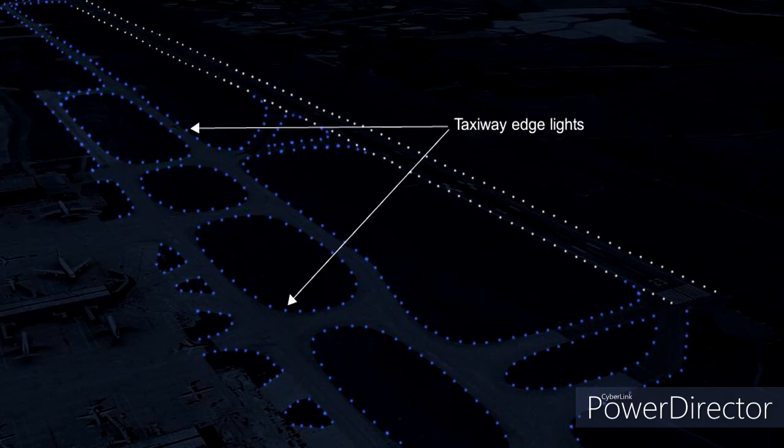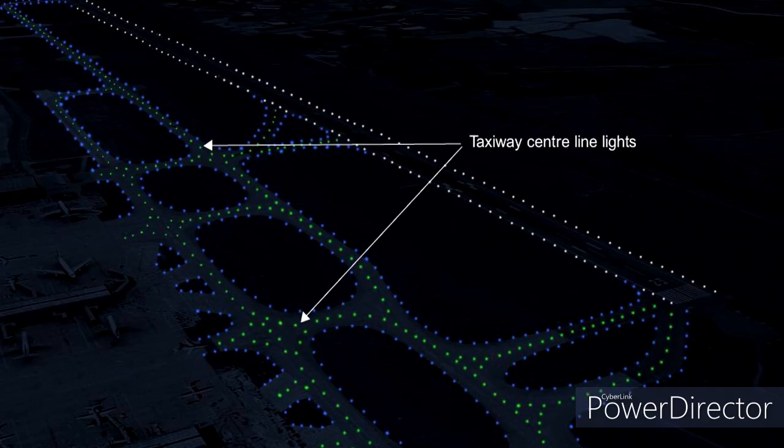Taxiway edge lights are intended for use at night and are to be of variable intensity, show blue, and show all around and up to 30 degrees above the horizontal such that guidance is provided to a pilot taxiing in either direction. At intersections or bends, the lights may be shielded to prevent confusion. If effective flood lighting over a large area is provided, edge lighting may be dispensed with.